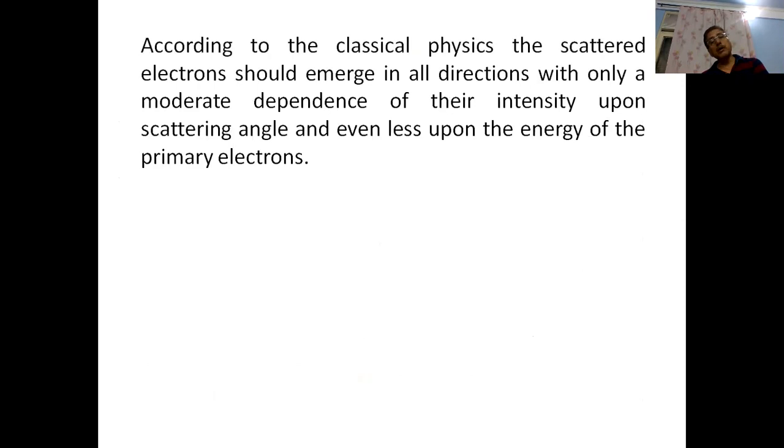Now, according to classical physics, the scattered electrons should emerge in all directions with only a moderate dependence of their intensity upon the scattering angle, and even less upon the energy of the primary electrons. And in fact, when the experiment was performed, in the scattered beam there was a uniform distribution of electron intensity, confirming the classical physics hypothesis.